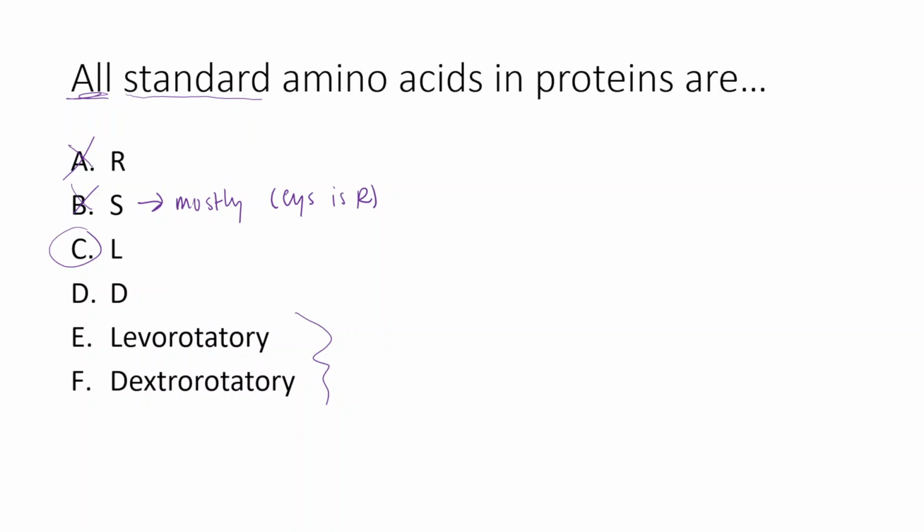But there's also this additional L and D nomenclature that doesn't refer to the way they rotate light. It refers to the configuration of the functional groups around the central atom. So the L, in this case, when we're talking about amino acids, refers to that configuration. So they're configured similarly to another molecule that I mentioned in the lecture. Does anyone remember what that molecule is?